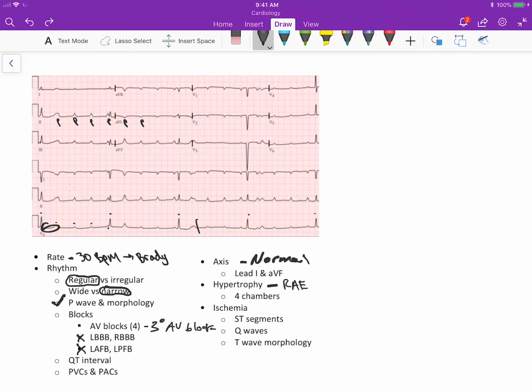So overall, we have a third-degree heart block, or complete heart block, with bradycardia at 30 beats per minute, potentially some right atrial enlargement, and this patient is going to need a pacemaker. All right, fun stuff.